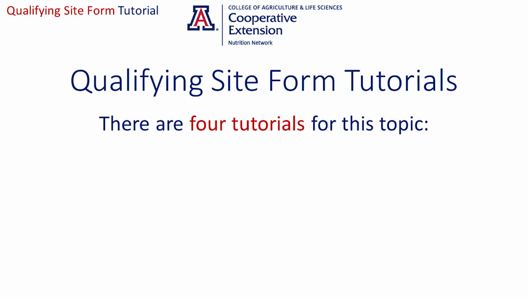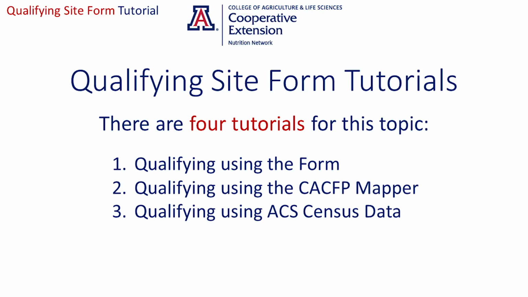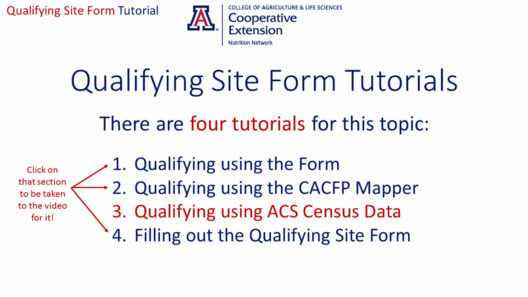Welcome to the tutorials for the University of Arizona qualifying site process. There are 4 tutorials to cover this topic: qualifying using the form, qualifying using the CACFP mapper, qualifying using ACS Census data, and filling out the qualifying site form. This tutorial will be focusing on qualifying your site via the Census ACS data. If you need to watch a separate section, click on that section to be taken to the video for it.